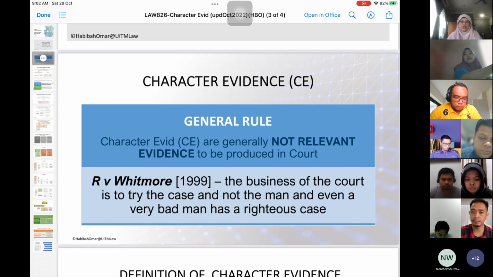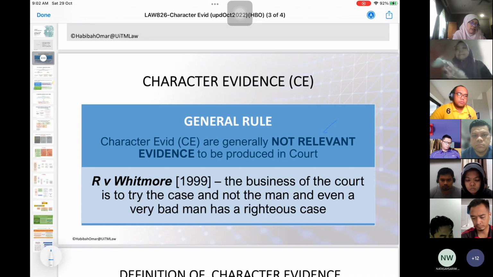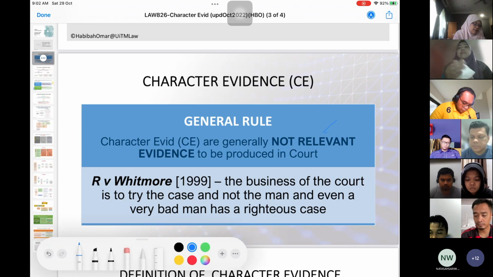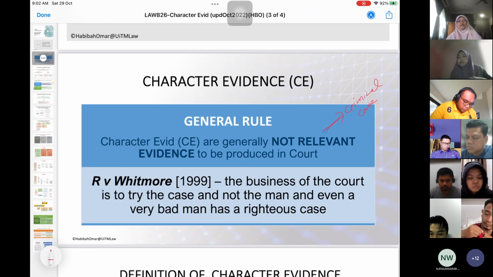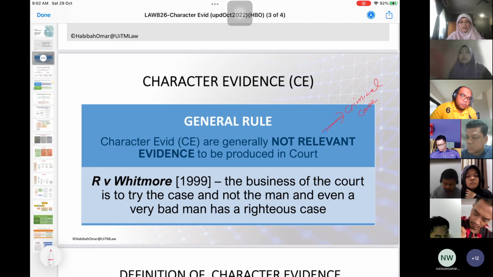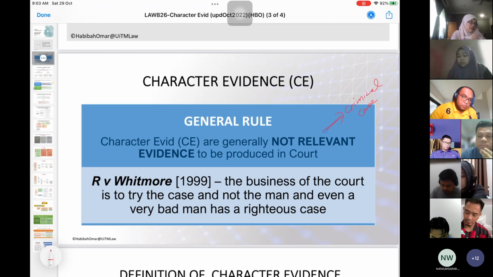Okay, character evidence is actually, kalau you tengok general rule dekat sini, character evidence are generally not relevant, not admissible to be produced in the court. Yang ini relate kepada criminal case. So, in criminal case, as a general rule, watak seseorang tu tidak relevan untuk dibawa ke mahkamah. Dan bila kita cakap pasal watak, when you talk about character evidence, there are a few things that you got to consider.